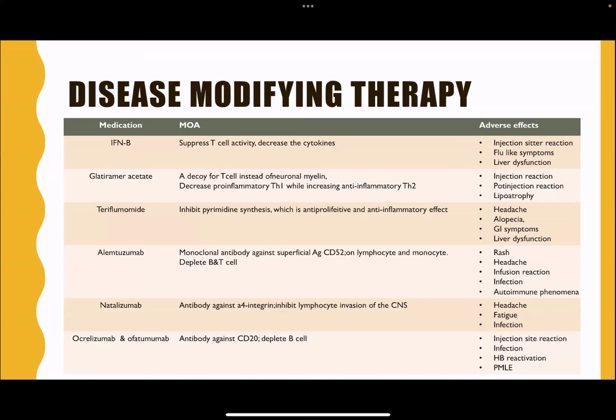Coming to the monoclonal antibodies, they have different targets. The first one, alemtuzumab, is targeted against the surface antigen CD52 on the lymphocyte and monocyte, and it's going to deplete both B and T cells. Natalizumab is targeted against the alpha-4 integrin, and it will inhibit the invasion of the lymphocyte to the CNS. Ocrelizumab and ofatumumab target the CD20, and they will deplete the B cells.